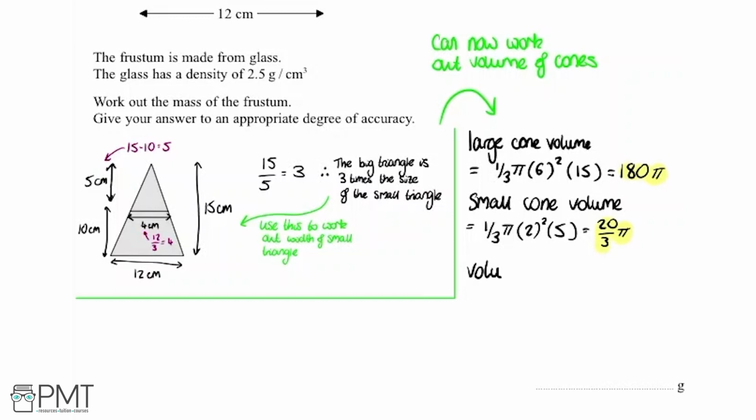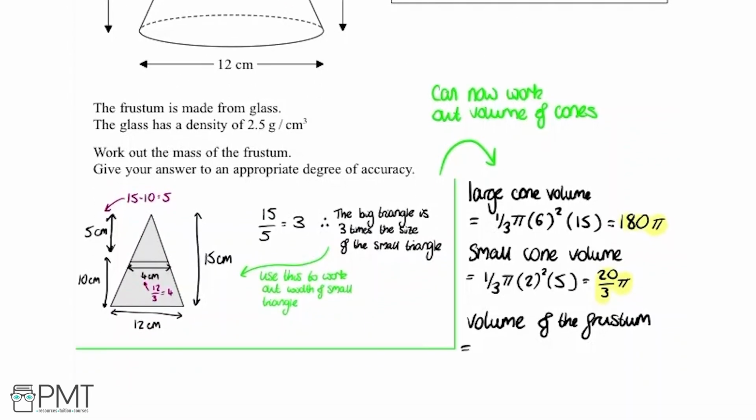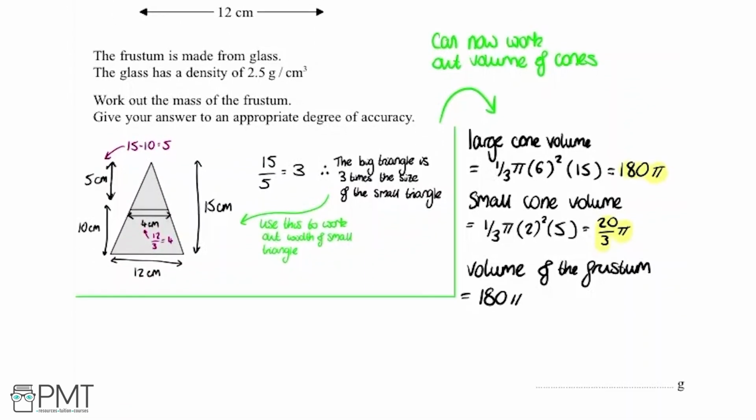Great, so we've got these key numbers here, and from that we can work out the volume of the final shape. So volume, and if we look up at the diagram, we can see that the volume of this is the volume of the large cone subtracting the volume of the smaller cone. So doing that, we're going to have 180 pi, subtract from that 20 over 3 pi. So that's 520 over 3 pi. And actually I need to put the units in here because volume is centimeters cubed.